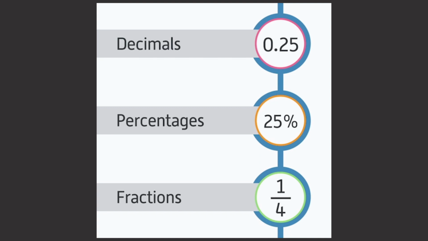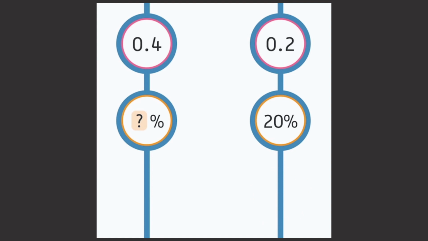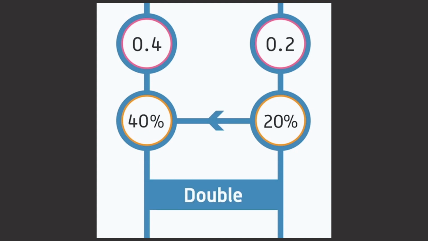0.25 is equivalent to 25%, which is equivalent to 1/4. 0.2 is equivalent to 20%, which is equivalent to 1/5. You can also use this information to work out 0.4 as a percentage. If 0.2 is equal to 20%, then double this to get 40%, which is equivalent to 0.4.